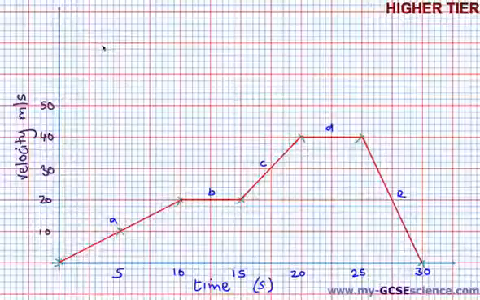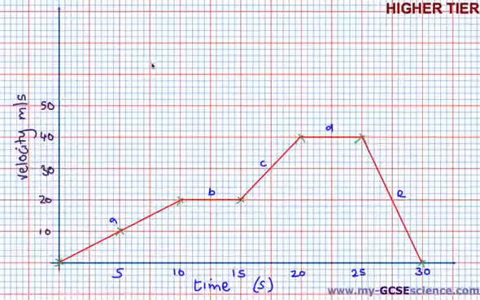We're going to look at the higher tier content for AQA GCSE Physics, Unit P2, and in this video we're looking at calculating the acceleration from a velocity time graph using the gradient method, and we're going to look at how to calculate the distance travelled using a velocity time graph.